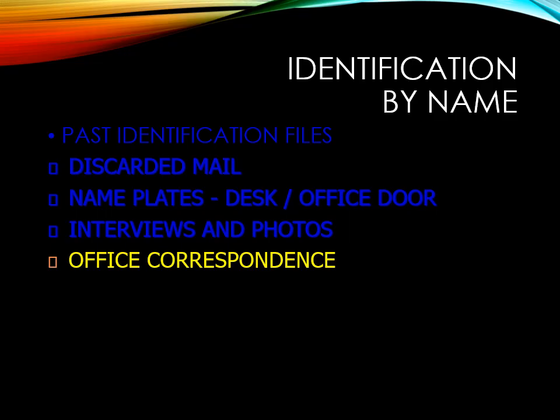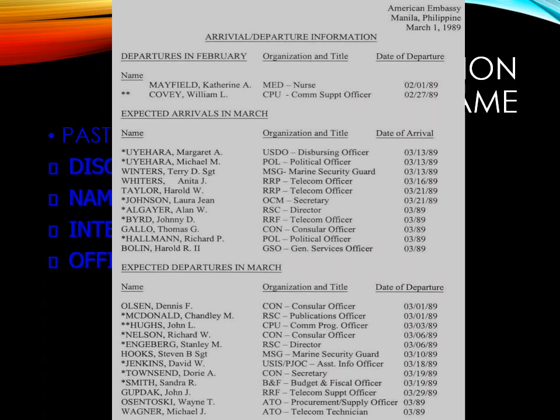Once again, office correspondence. I cannot tell you, and this includes emails nowadays and text messages, because once you hit the send button or once it goes into distribution, you have no idea where that's going and who's going to see it. It could be forwarded a million times. Just be careful with what information you put out there, especially information about yourself.